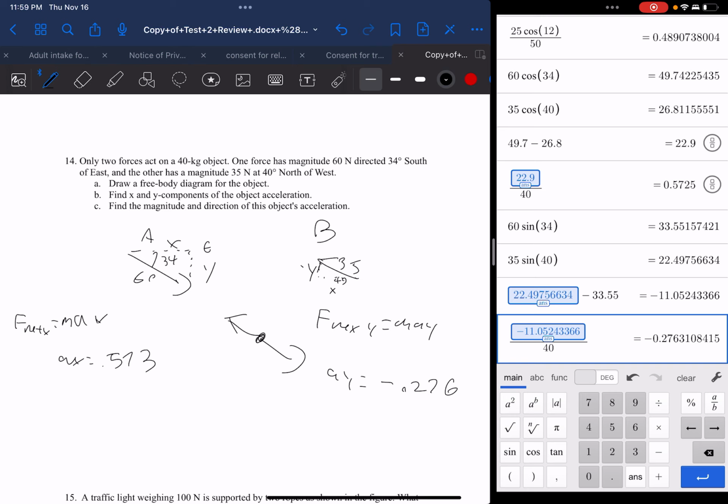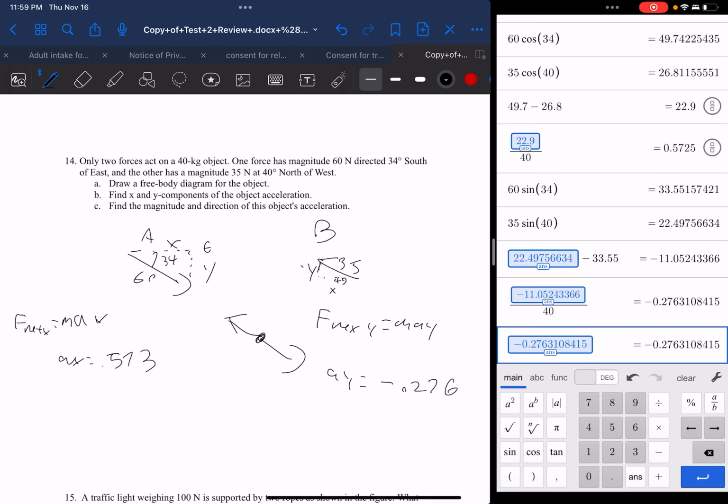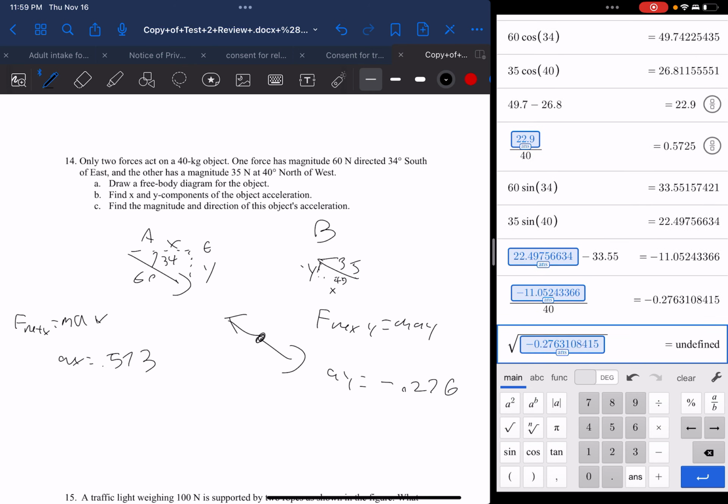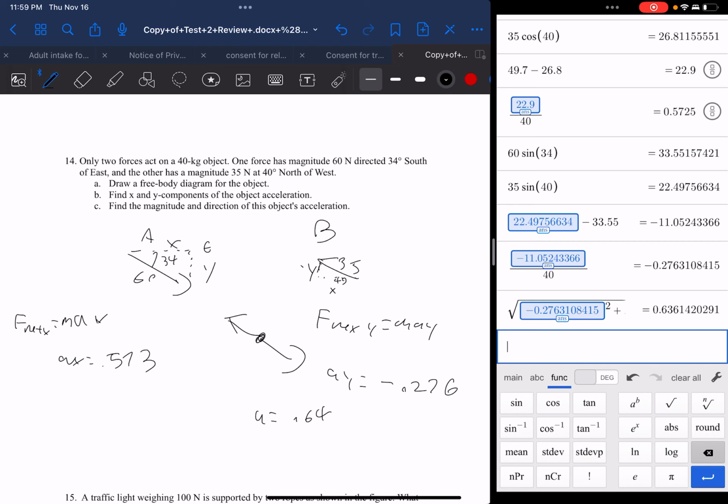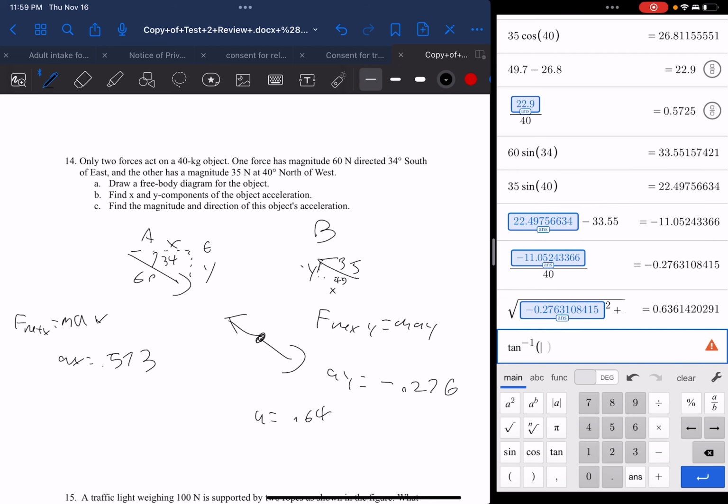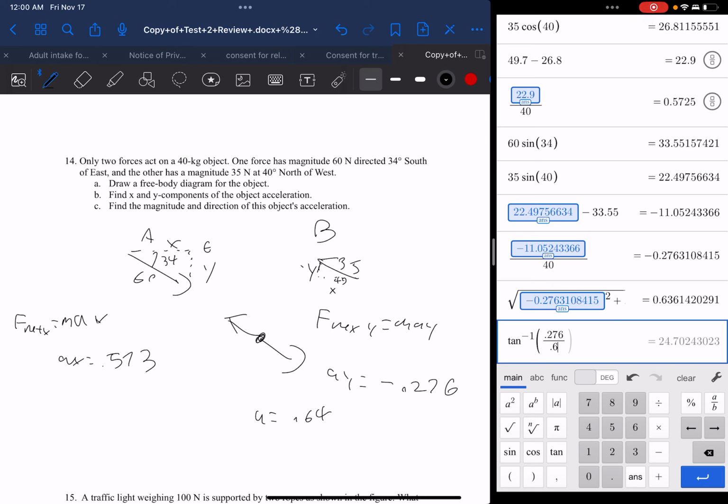The magnitude and direction of the object's acceleration we're going to find by using the Pythagorean theorem. We're going to take the square root of the answer squared plus 0.573 squared, and we're going to get a magnitude of 0.64, and a direction we're going to get by doing an inverse tan function. We're going to do 0.276 divided by 0.636, and we get an angle of 23 degrees.